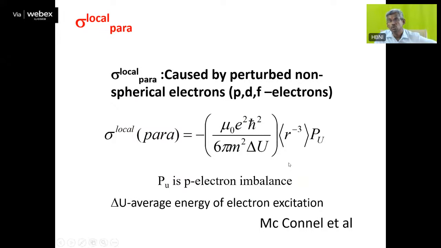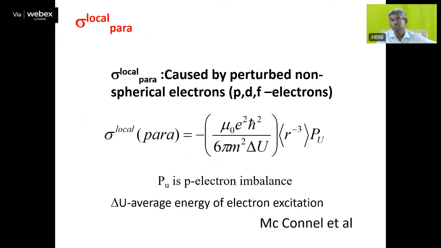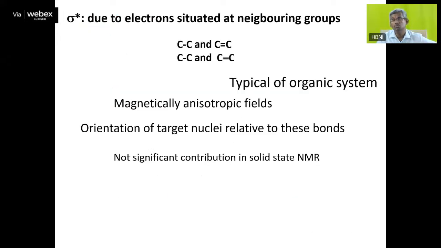That is why, once the bond order increases, we see more and more de-shielding and the chemical shift value increases. This expression is given by McConnell's relation, and this is Lamb's formula. These are very well known in the literature. If you search Lamb's formula or McConnell's equation on Google, you will immediately find these two expressions. These are very common expressions used to explain the paramagnetic and diamagnetic contributions to the chemical shift value.